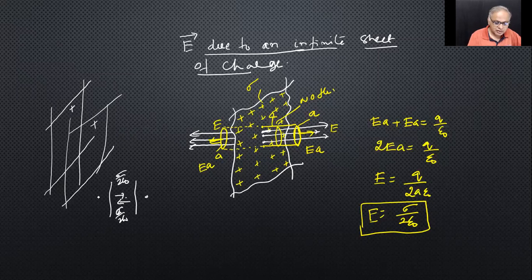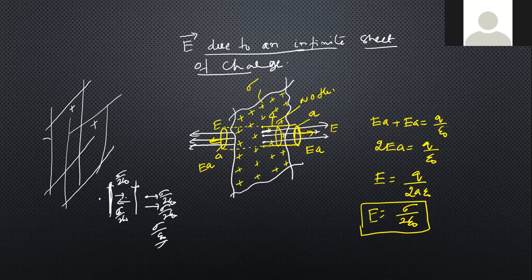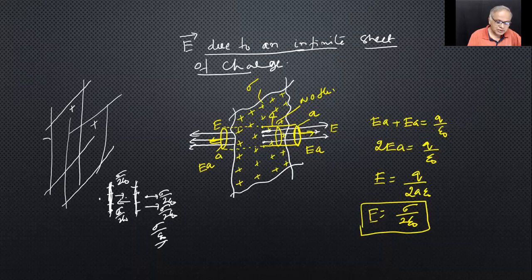But outside, on that side and this side, it is sigma by 2 epsilon 0 because of one sheet. And in the same way, this is a positive charge, once again, sigma by 2 epsilon 0. So how much is it? Sigma by epsilon 0. So if I've got two positively charged infinite sheets like this, in between E is 0, but outside it is sigma by epsilon 0.